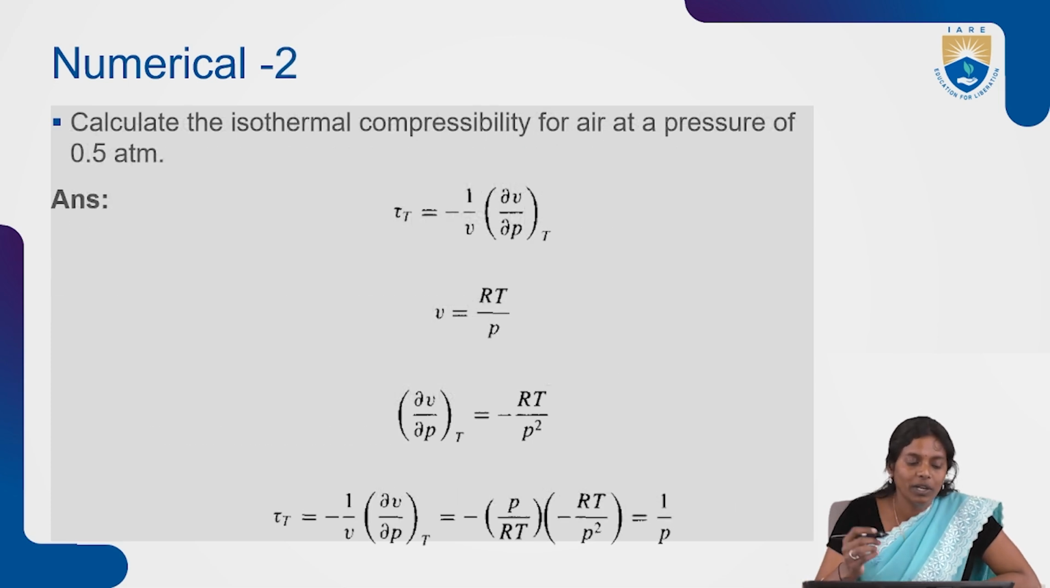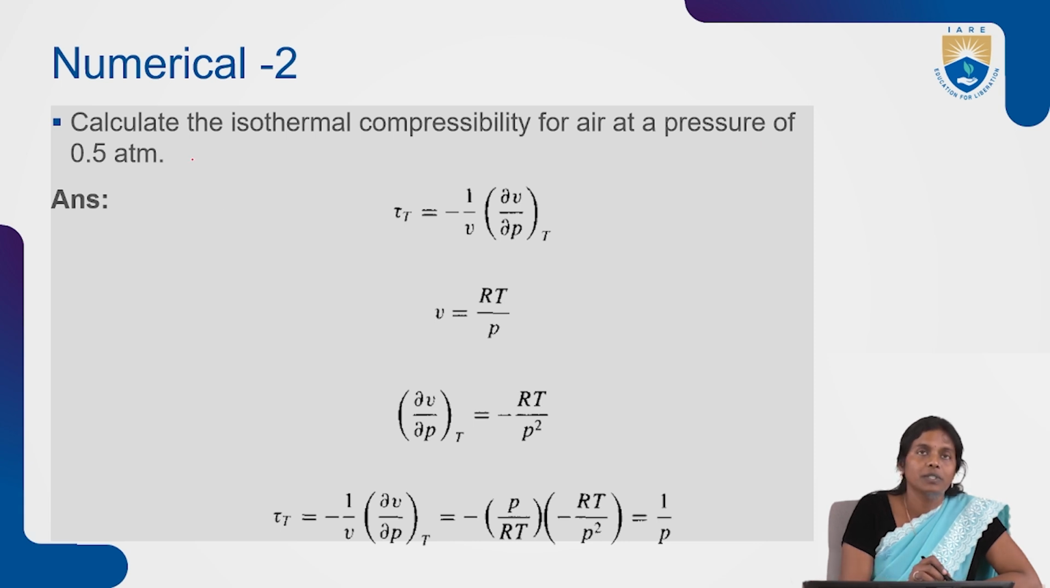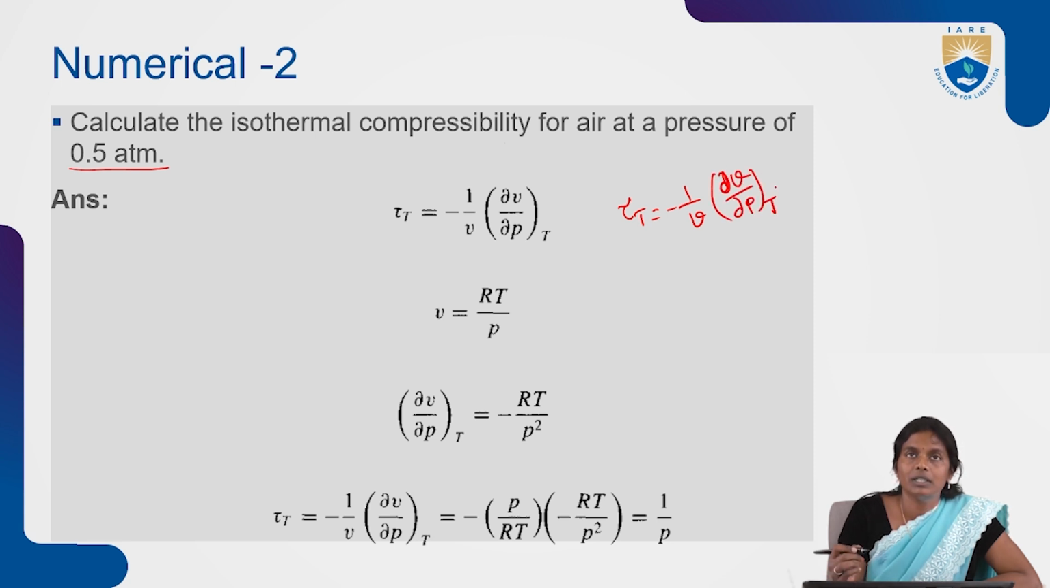So, coming to the second numerical: calculate the isothermal compressibility for air at a pressure of 0.5 atmosphere. They are asking us to calculate the isothermal compressibility for air at pressure 0.5 atmosphere. Before going to that, what do we know? Tau T equals minus 1 by V, dou V by dou P at constant temperature. We know PV equals RT, right? So from there V equals RT by P we can write.